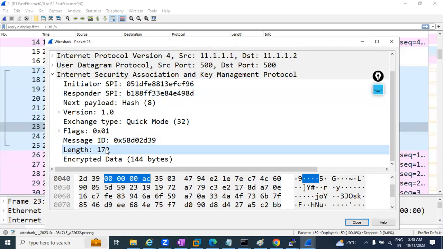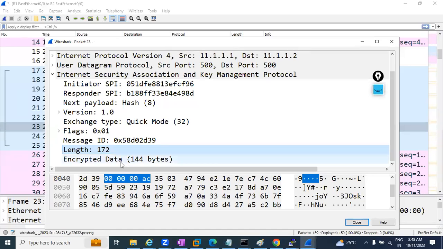Next, we have length. What is the length? This is the total length of the packet. This is just 172. This 172 doesn't mean that this is the size of your ICMP header, because the ICMP header size is overall 28 bytes. So this is the overall size of your packet.